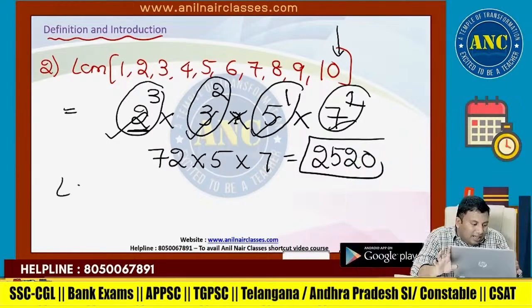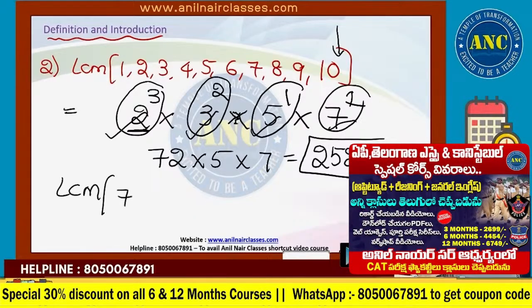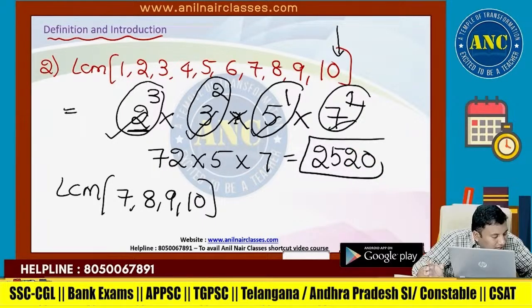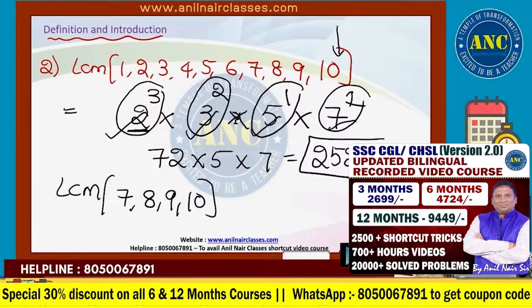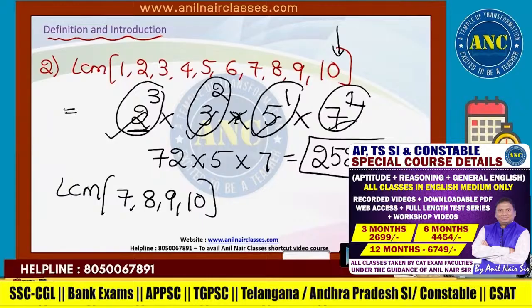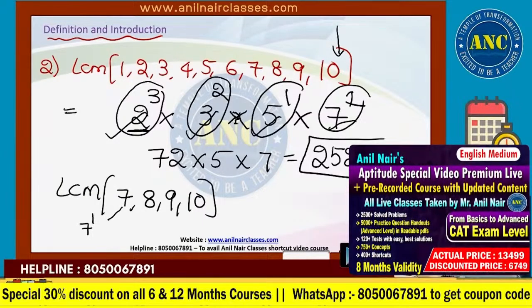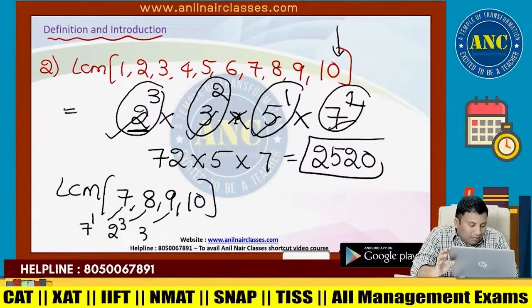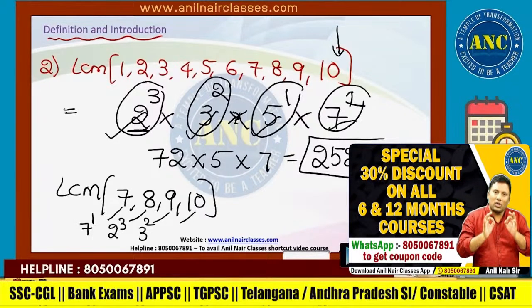That is exactly why I wrote the answer as 7, 8, 9 and 10. The students who asked, whether it is Vikas, Vaishnavi, Nagavarshit and other students, now you will understand it. 7 is nothing but 7 power 1. 8 is nothing but 2 cube. 9 is nothing but 3 square. 10 is nothing but 2 into 5.